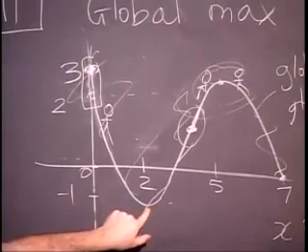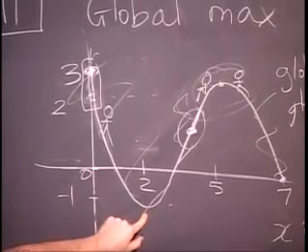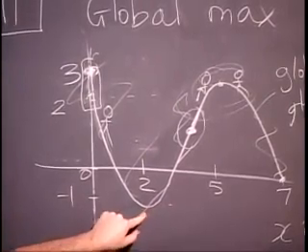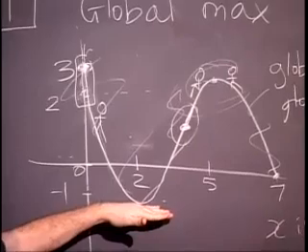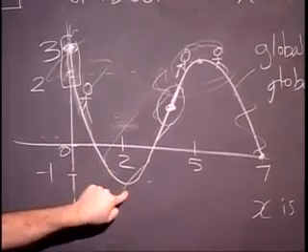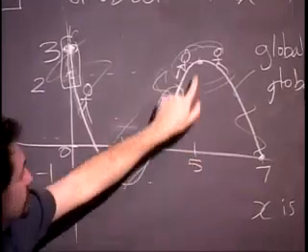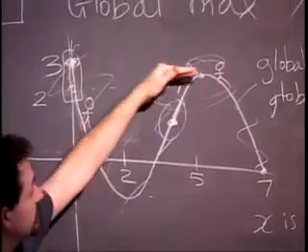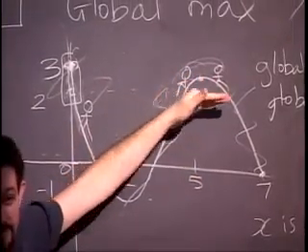This is a local minimum. It's also a global minimum. The derivative there is 0. That's a critical point. X equals 2 is a critical point. X equals 5 is also a critical point, but this is only a local maximum. It's not a global maximum.